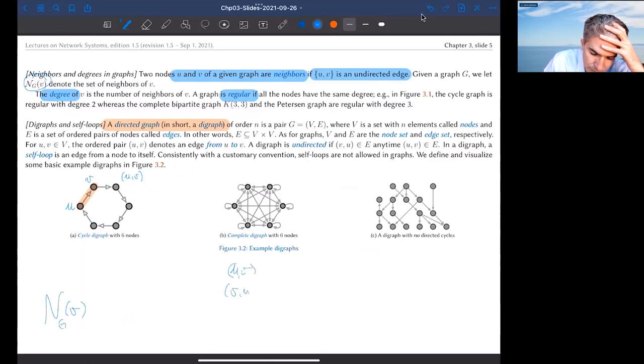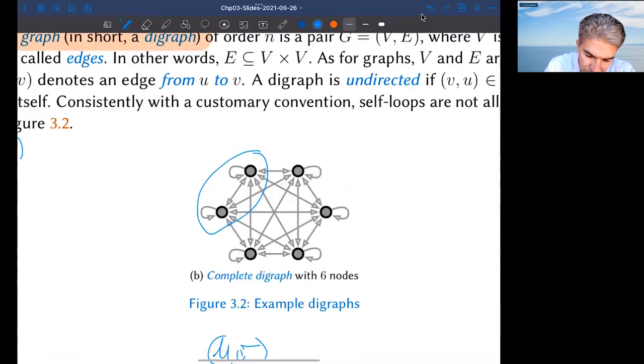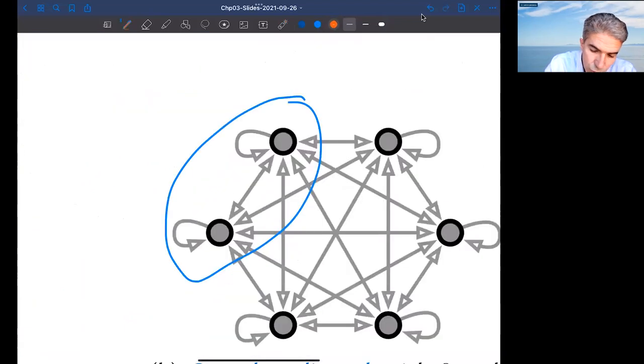It's entirely possible that you may have that both UV and VU are edges. For example, here I have drawn the complete digraph. The complete digraph is very different from the complete graph, right? Because now, let me zoom in here, between any two nodes, this is a node and that's U, that's V, it doesn't matter, I have the edge going both ways. So I have the edge going from U to V and from V to U, right?